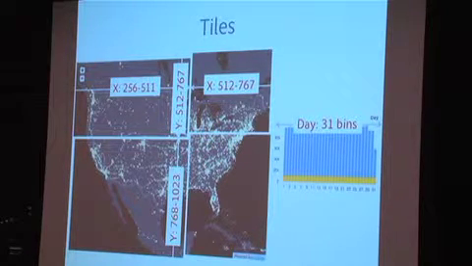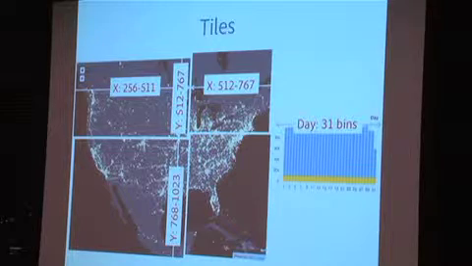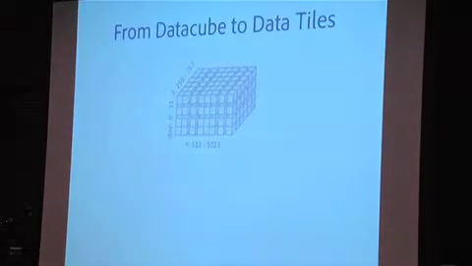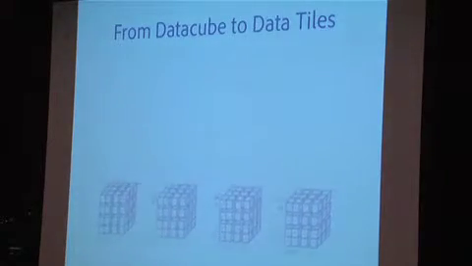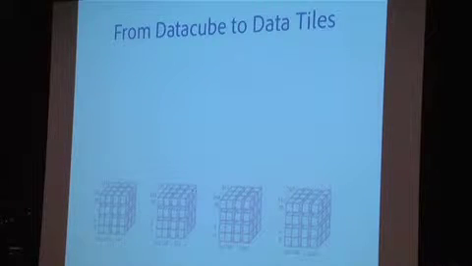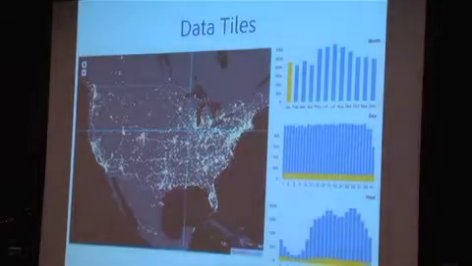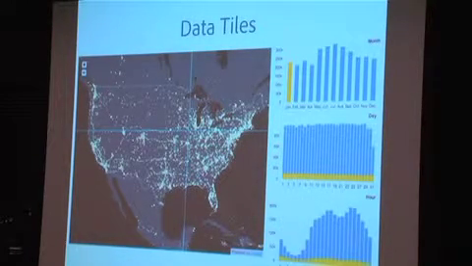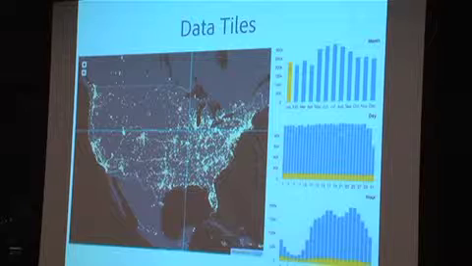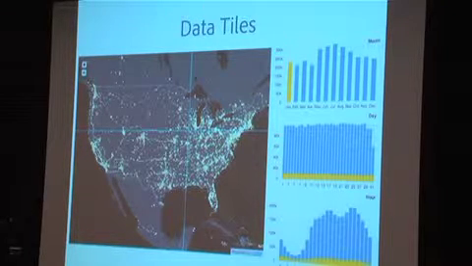So the process of going from data cube to data tiles is something like this. Just chopping it up into smaller cubes. As a result, to actually support brushing and linking between these 4 views, all we need is 13 data tiles.